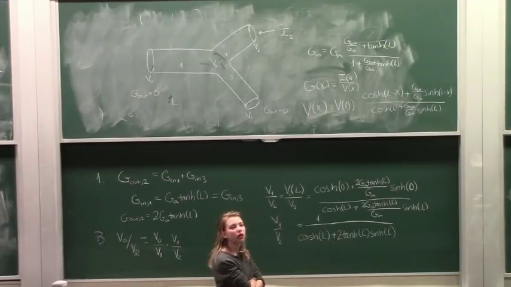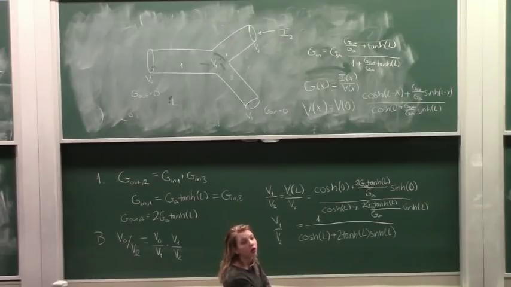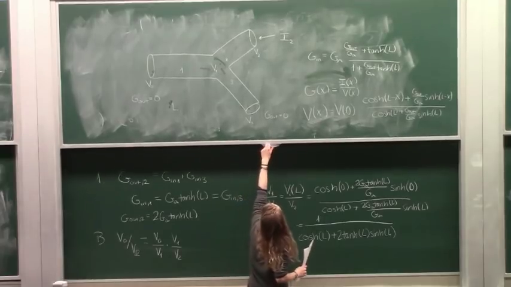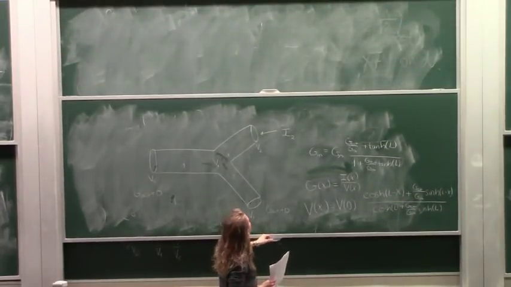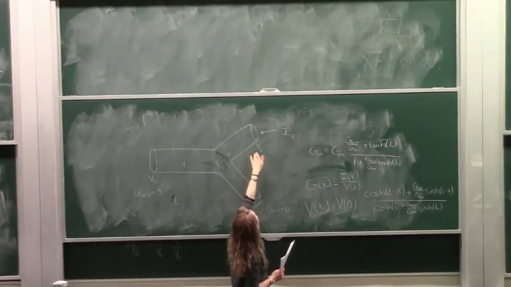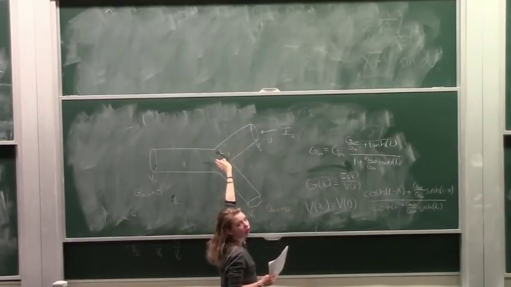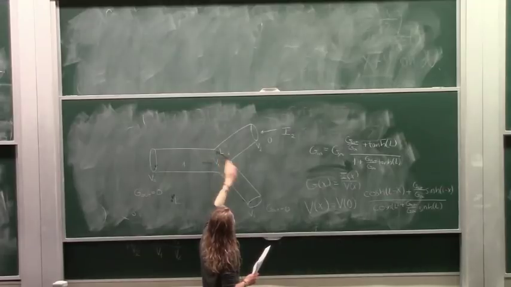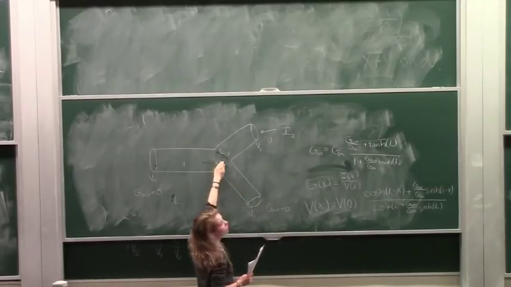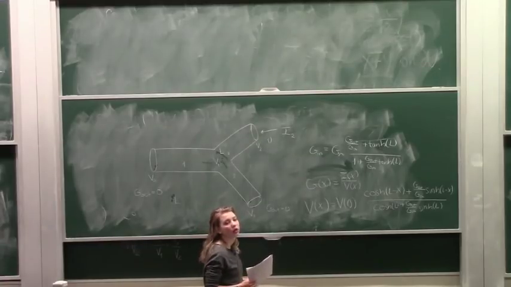For branches 1 and 3, how do you choose where 0 and L are? It depends on the question. If you're calculating V1 over V2, then your origin is here, so that's 0, and this is L, the length L. If you're starting from here and calculating V3 over V1, this is going to be 0, and that's going to be L. Always follow the current. Where the current goes in, that's where the 0 goes.